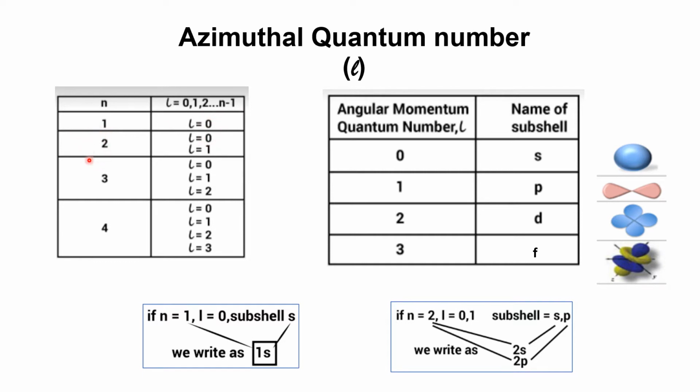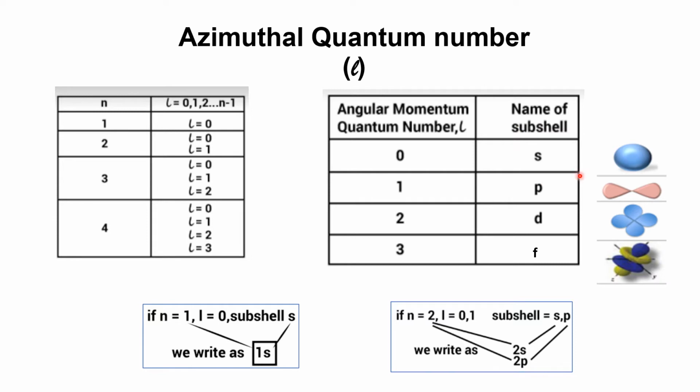If n is 2, then the values of l can be 0 and 1. Similarly, if n is 3, then the values of l can be 0, 1 and 2. So it will always be 1 less than the value of n. This azimuthal quantum number tells us about the subshell. The principal quantum number tells about the shell; here, this tells about the subshell.